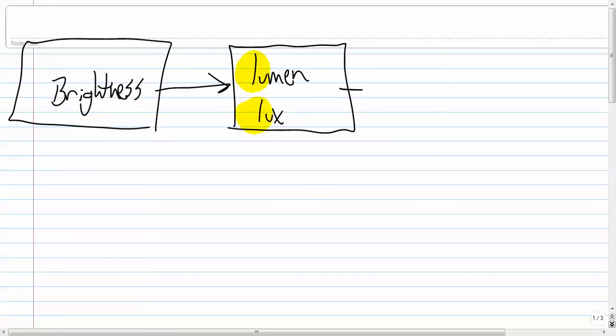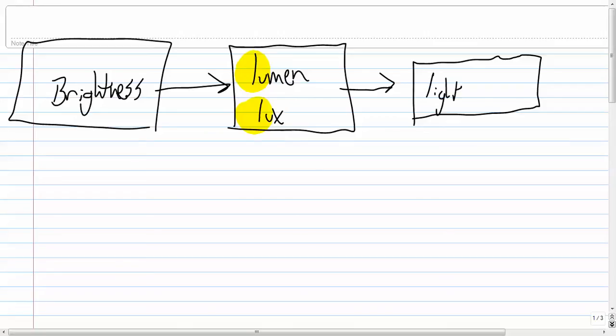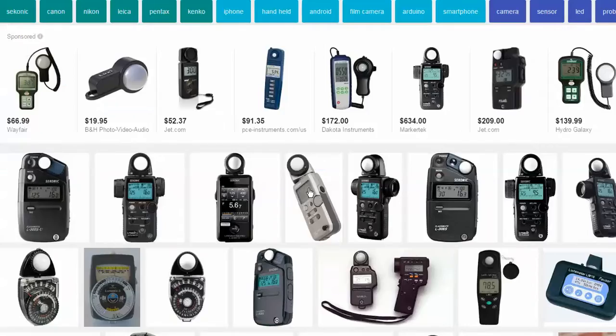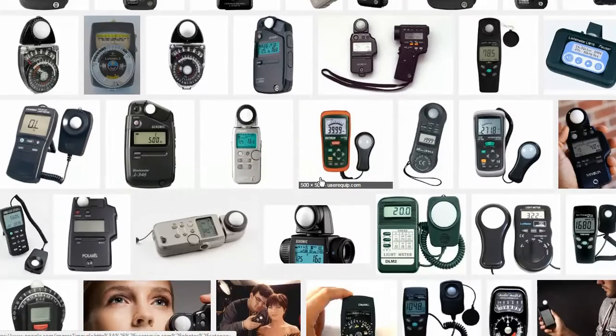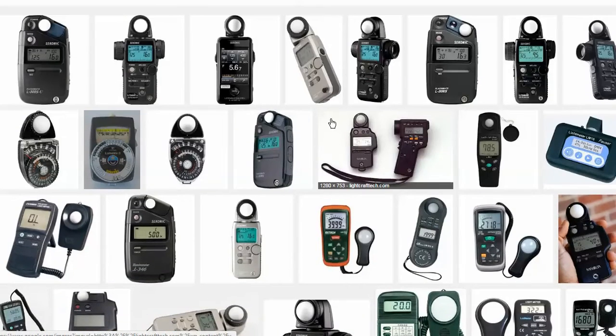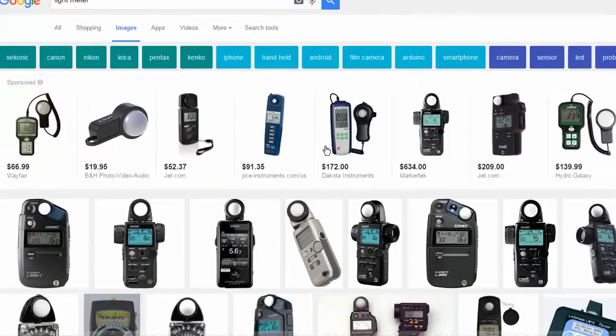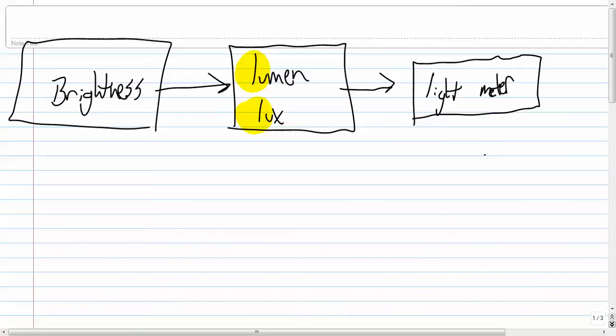So brightness, how can we measure brightness? Well, once again, today's cell phones are so awesome. You can get an app that will measure brightness because it uses the camera on your phone. But there's a little device called a light meter of some sort. And what are we looking at there? I just Googled light meter, and here's what some of them look like. These are probably really nice ones that you would use if you were a photographer or something. So that's it. That's the big picture.